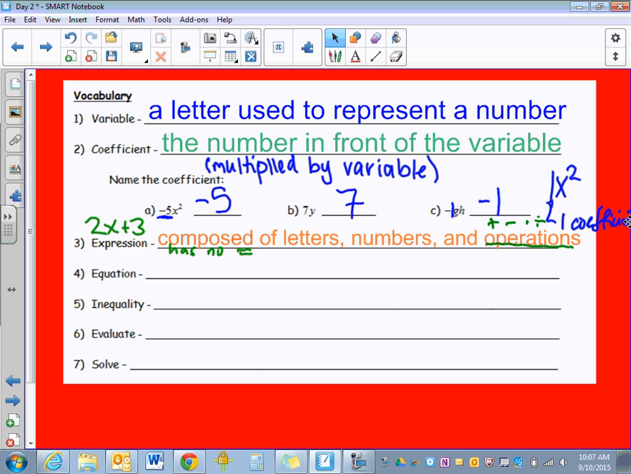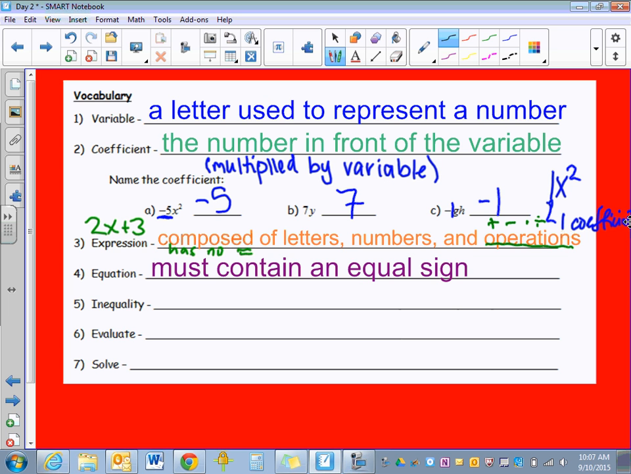Anybody have an idea what an equation is? That's exactly it. That is perfect. So an equation is where we have an expression equal to another expression. So it must contain an equal sign. It contains expressions within it. But the difference is that there is an equal sign.